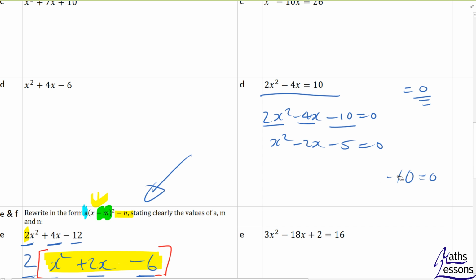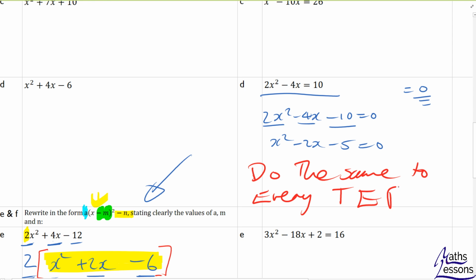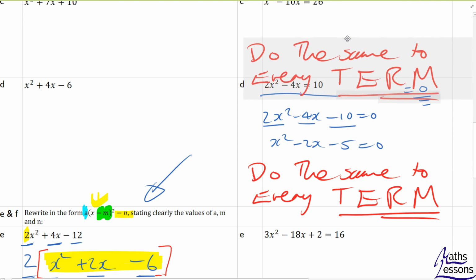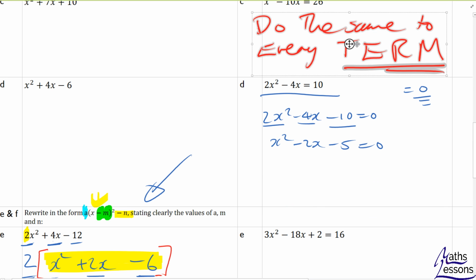Whenever you do an equation, you must do the same to every term. Okay, every term. So you do the same to every term. Now I'm going to make that in capitals. That is really key. Do the same to every term.